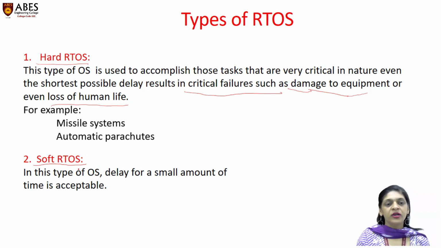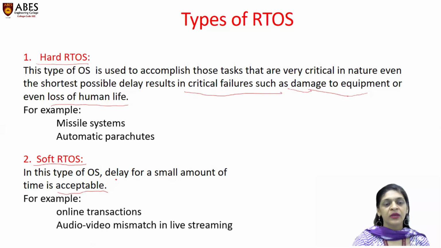Next, we are talking about a soft real-time operating system. In this type of operating system, a delay for a small amount of time is acceptable. It means if in this type of operating system there is a little delay, then we can accept it. There will not be any critical situation here. For example, online transactions. If we are making an online transaction from one account to another account, we are transferring some amount and it will take some time.